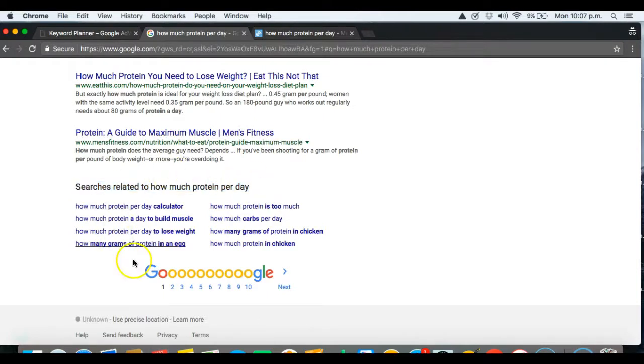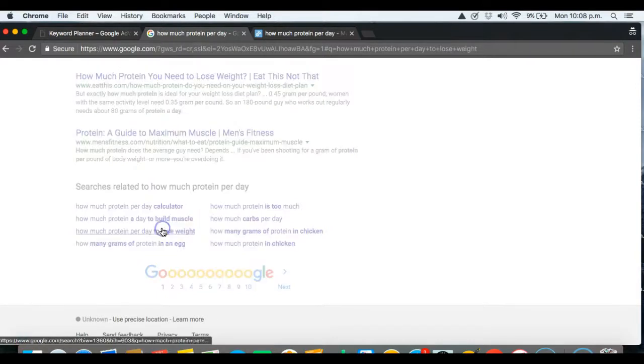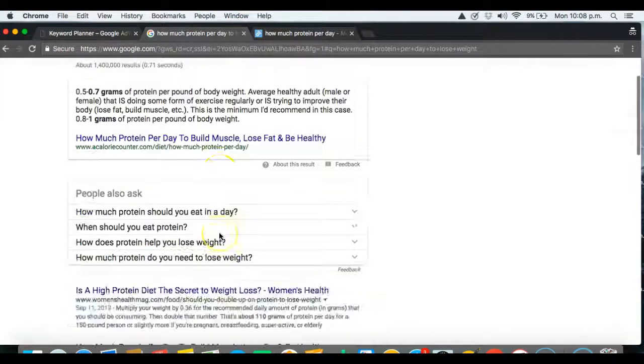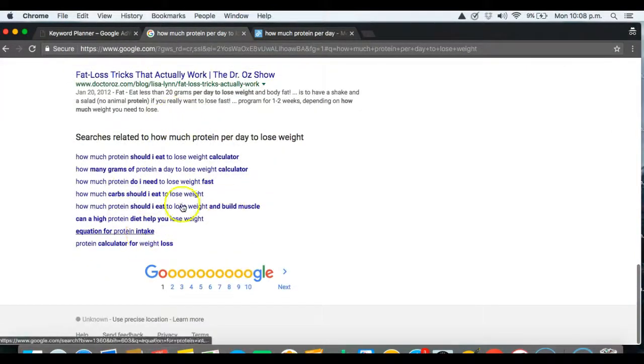So what you'll see here are a list of keywords that people have essentially put in related to how much protein per day. And really this is great because you can use this as additional research to inform your content, your blogging, what articles you create, what type of assets you create for your website. So you could essentially dive into any of these topics here. How much protein per day to lose weight. If you click on that, you're going to get a whole load of additional keyword or topic ideas here. So that's one way you can do it.